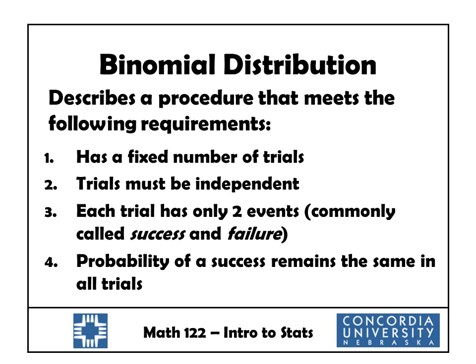Third is the important one. Each trial has only two events that we commonly call success and failure. And number four is kind of technical. The probability of a success remains the same in all trials. So if we have any sort of procedure that meets these four requirements, we can use this binomial distribution to calculate probabilities.